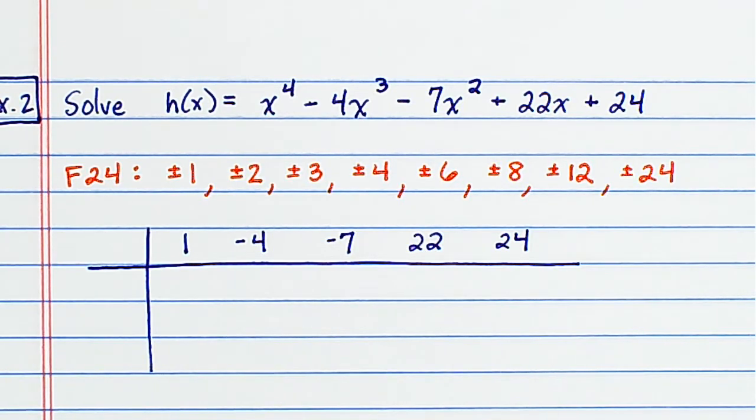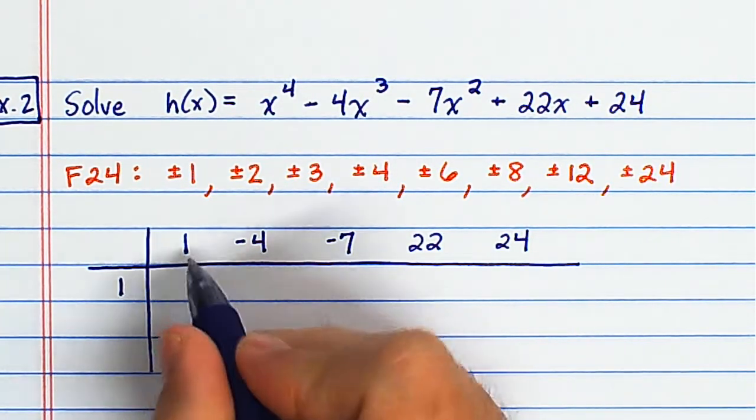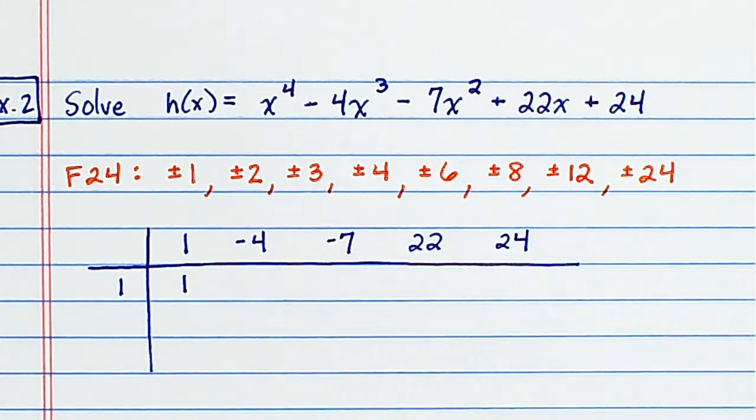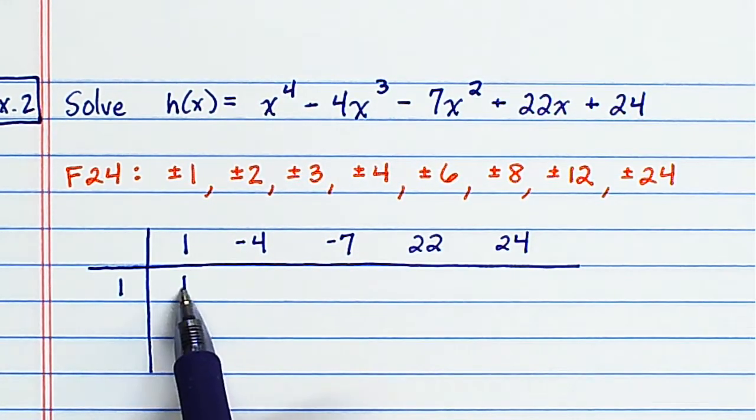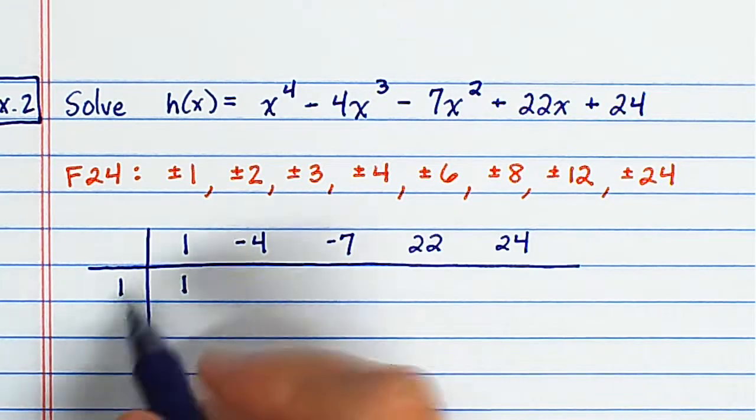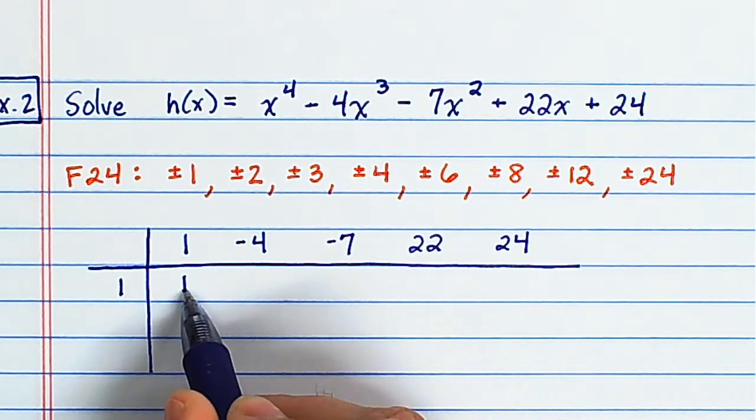And I'm going to start with the first number, 1. I'm going to go a smidge quicker, not very fast, but a smidge quicker. The first number drops down, so we get a 1. Keep in mind this 1 comes from the top, not from there. 1 times 1 is 1.